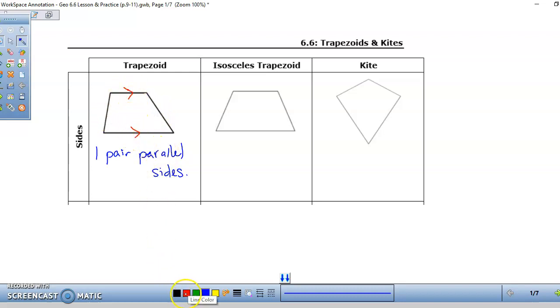Now the actual parallel sides have names. They are called the base. So that's a base, and this is also a base.